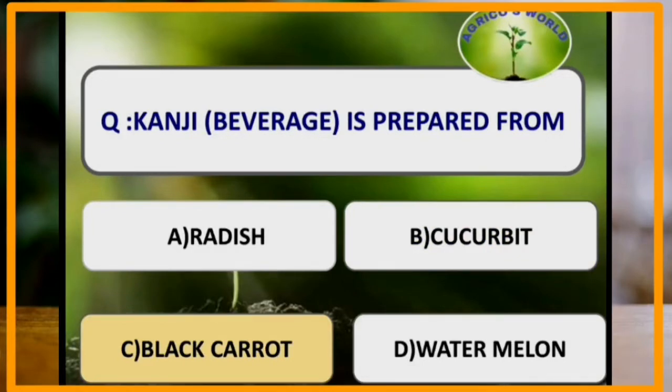Kanji, that is a beverage, is prepared from which of the following? Kanji is a beverage which is prepared from black carrots.